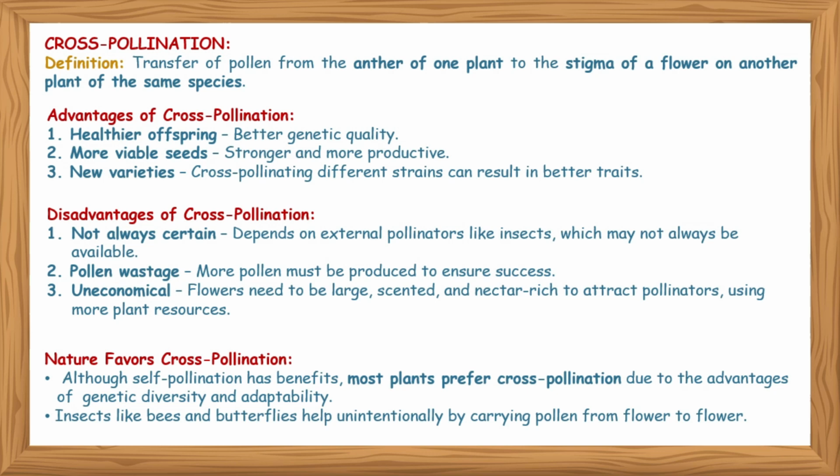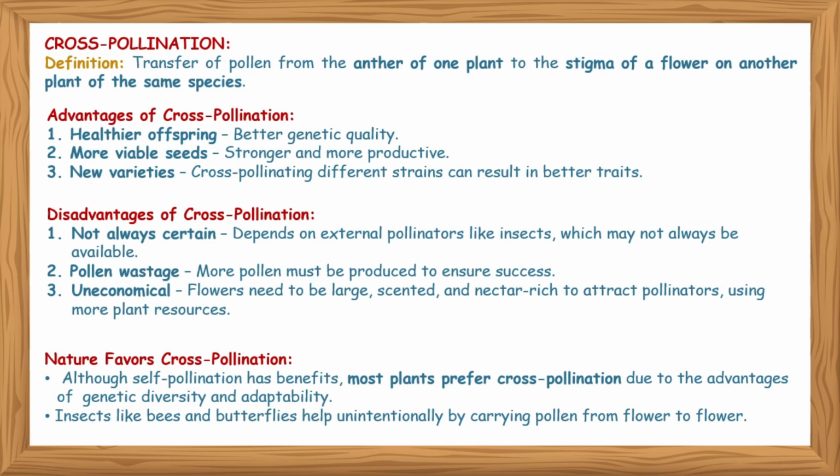Disadvantages of cross pollination: not always certain. It depends on external pollinators like insects, which may not always be available. Pollen wastage: more pollen must be produced to ensure success. Uneconomical: flowers need to be large, scented and nectar rich to attract pollinators, using more plant resources.